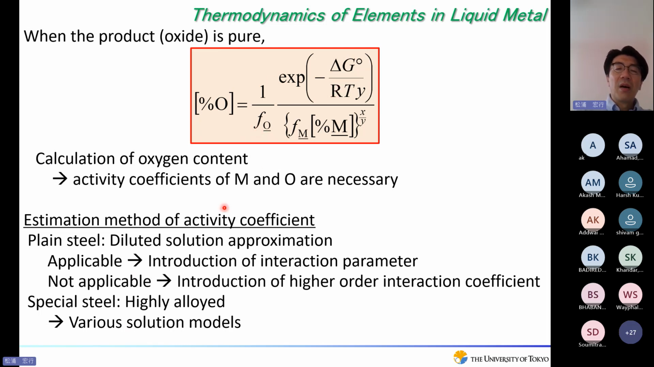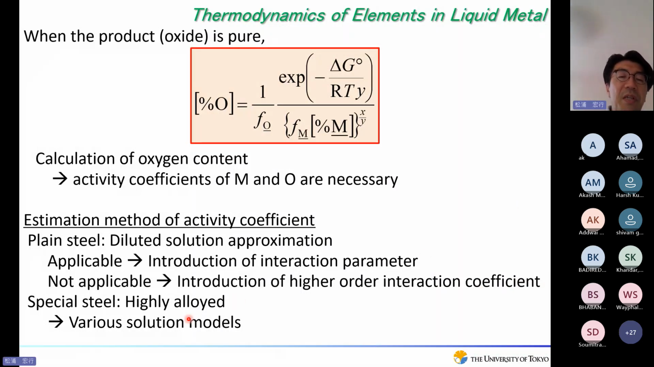And then there are many methods to estimate the activity coefficient of solutes in molten steel. Roughly, I can say that in plain steel, the first approximation is a dilute solution approximation. And when this is applicable, you can introduce the interaction parameters. Sometimes the common interaction parameters are not applicable for some steel grades. In that case, you need to introduce the higher order interaction parameters.